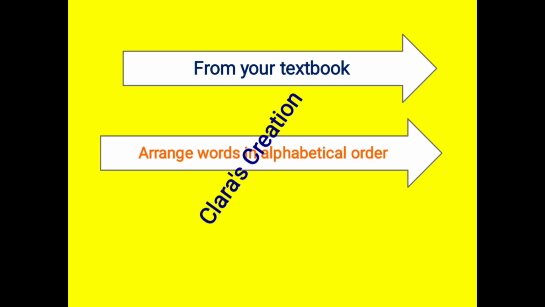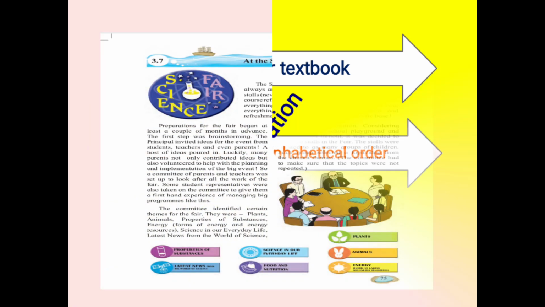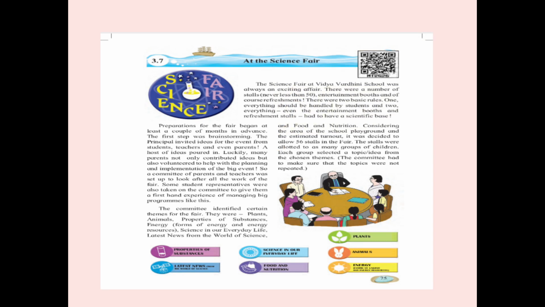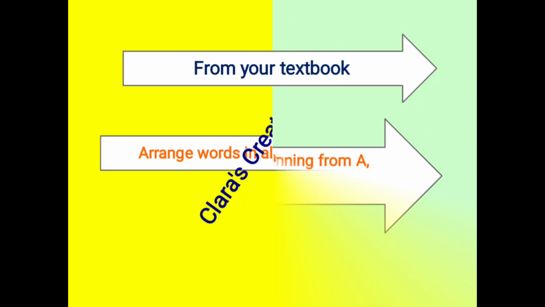And all that I showed you, the pre-primary worksheets, can be useful for your younger siblings too. And now from your textbook, come back to your textbook. You can choose any other lesson also if you want. I have selected Science Fair, page 75. You can choose any other lesson.